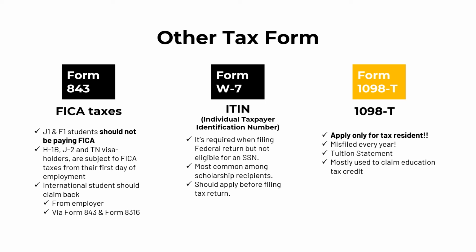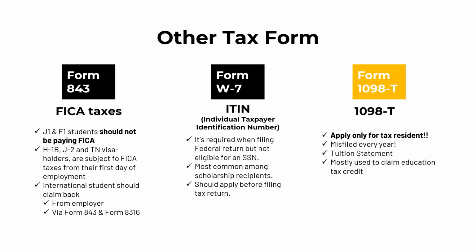Therefore, we advise checking your W-2. If there is a section on your W-2 that states FICA or Social Security or Medicare, and taxes are withheld, and you are on an F-1 or J-1 visa, then you should ask your employer for a refund. But if your employer is not willing to issue that tax refund, you should submit your FICA tax return through SprintTax via Form 843, as you are entitled to get a full refund on all of those withheld FICA taxes.